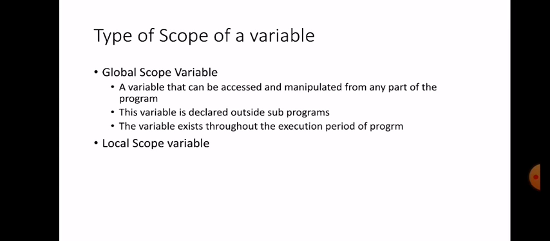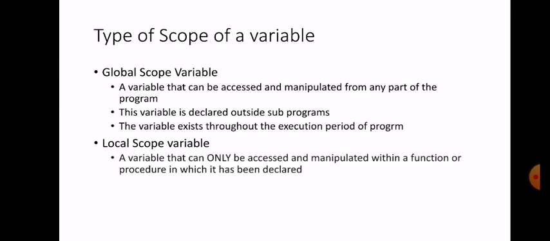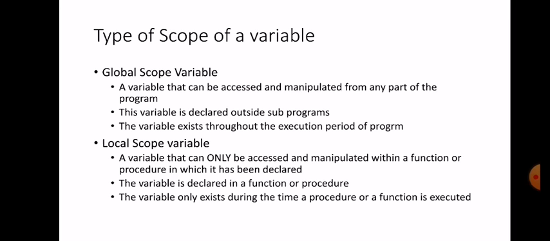The second type of scope is the local scope. A variable that has a local scope is a variable that can only be accessed and manipulated within a function or a procedure in which it has been declared. And this variable is declared in a function or a procedure. The variable only exists during the time a procedure or a function is executed.